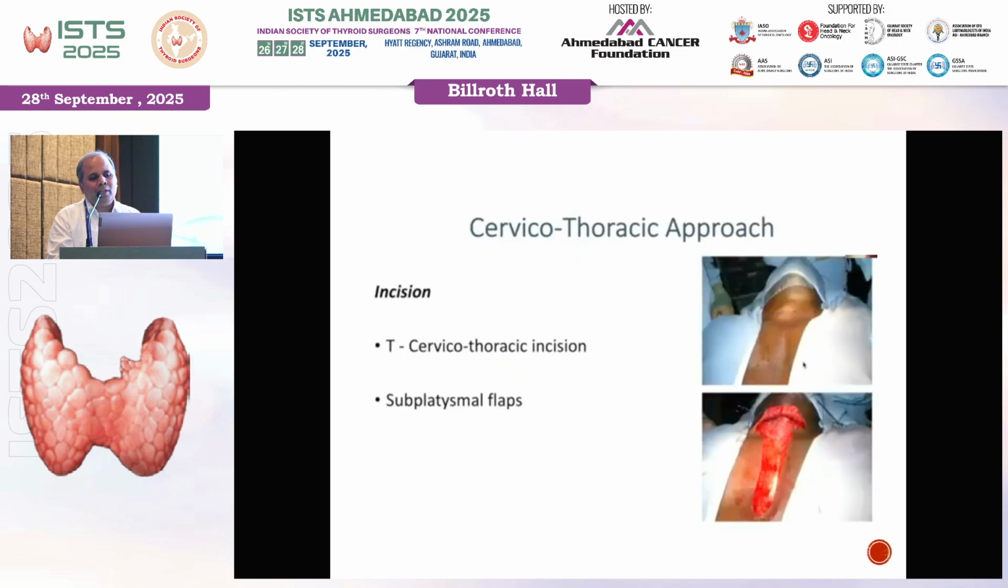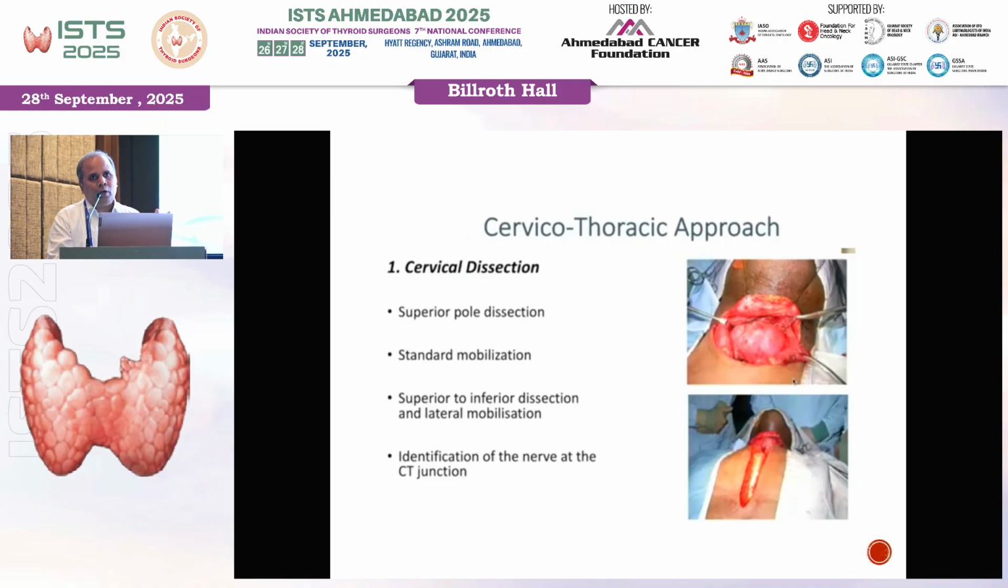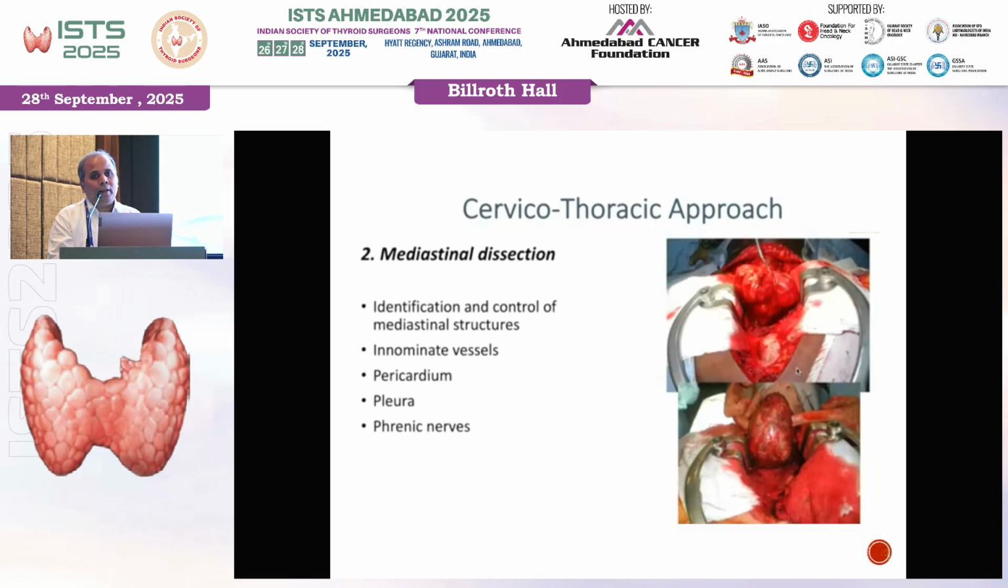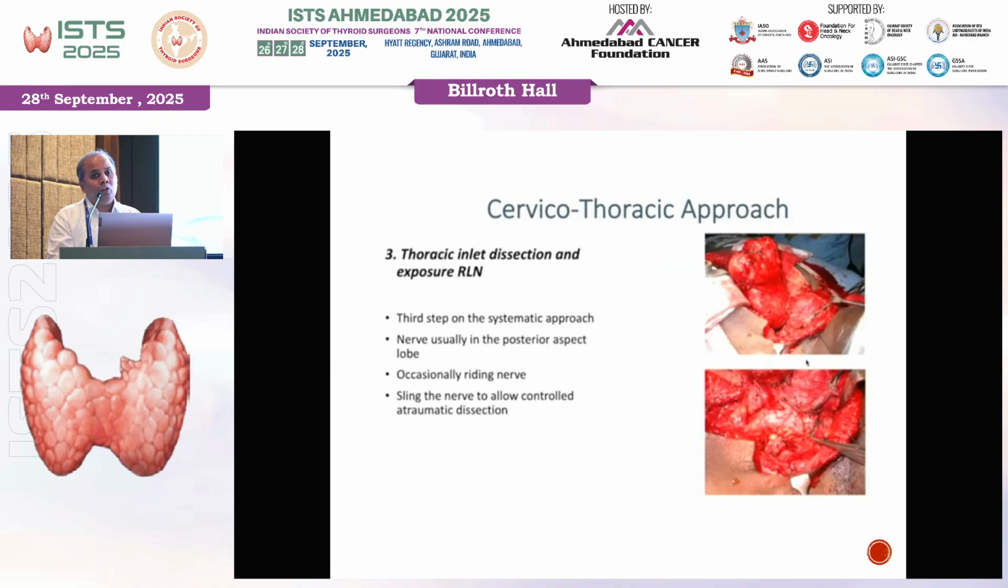Now, just a few slides about the cervicothoracic approach. A T-shaped incision is used. Thyroid dissection is similar to what we have already discussed. Superior pole dissection, standard mobilization. Superior to inferior is the dissection direction, and identify the nerve early. Then mediastinal dissection will identify the mediastinal structures, get good control of the innominate vessels, pericardium, pleura, and phrenic nerve. Then the thoracic inlet dissection, dissection of the nerve in a systematic way.